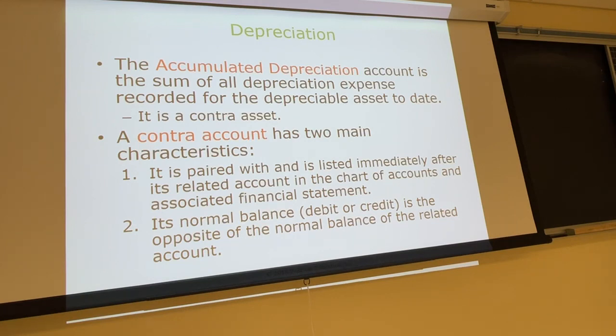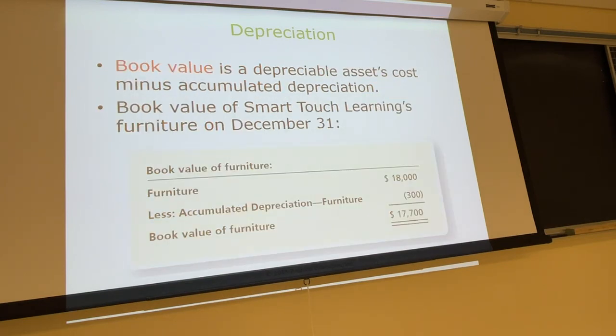A contra account has two main characteristics. First of all, it's paired with and listed immediately after a related account, and it's associated with that other account in the financial statements. And its normal balance is the opposite of the normal balance of the related account. The book value of a depreciable asset is the cost of that asset minus its accumulated depreciation.